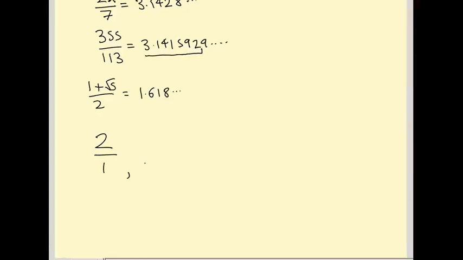What happens if we allow a 2 in the denominator? Can we get any closer? Well, yes. 1.5 is 3 halves, and that's closer to 1.618 than the next one, which would be 4 halves or 2. So that's the next best rational approximation.